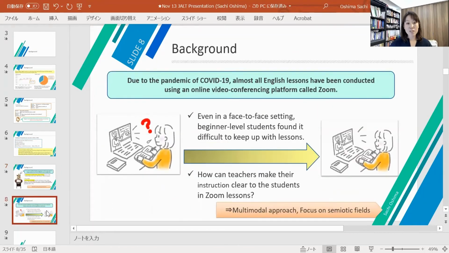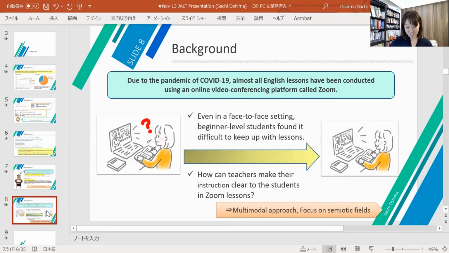Moreover, since the fiscal year 2020, due to the pandemic of COVID-19, almost all English lessons have been conducted using an online video conference platform called Zoom. It cannot be denied that online lessons brought an additional burden for students with low English proficiency, who often find it difficult to keep up with lessons even in a face-to-face setting. The challenge that suddenly arose for many teachers was making their instruction clear and understandable for these beginner-level students in online lessons.